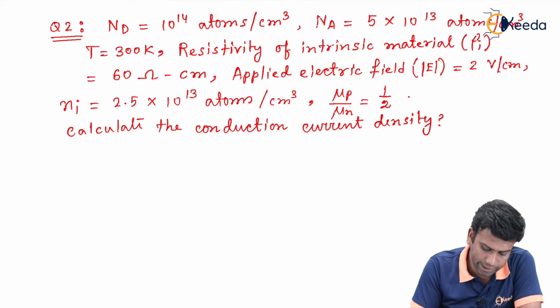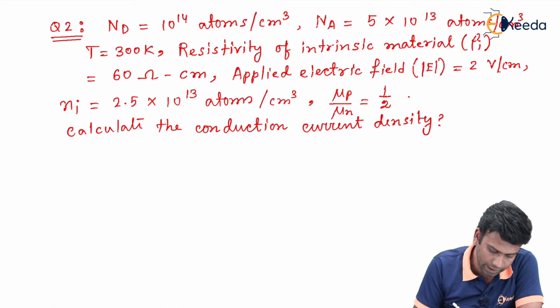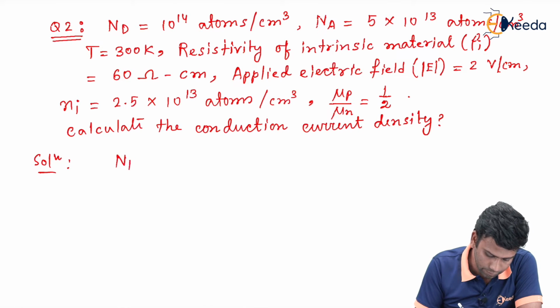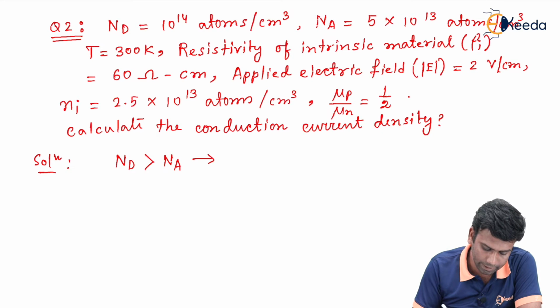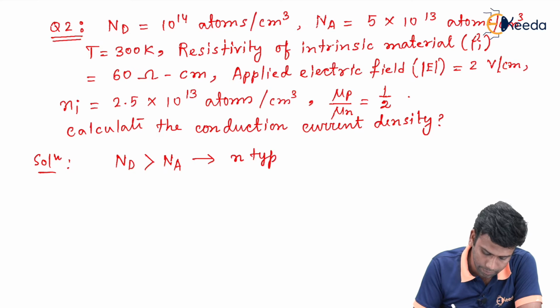Now from this data we can see that the Nd value is greater than the Na value. So we can tell that it is an N-type compensated semiconductor.